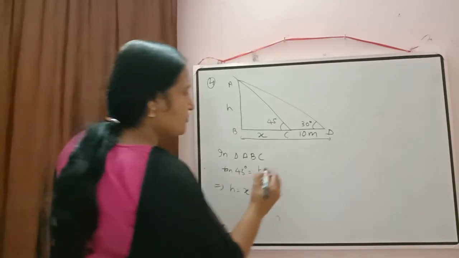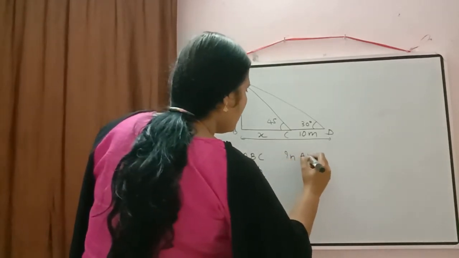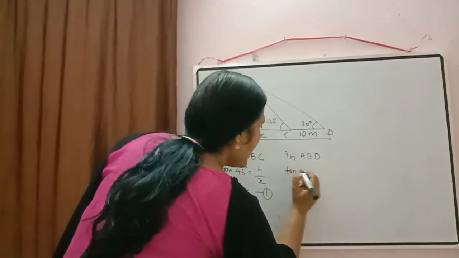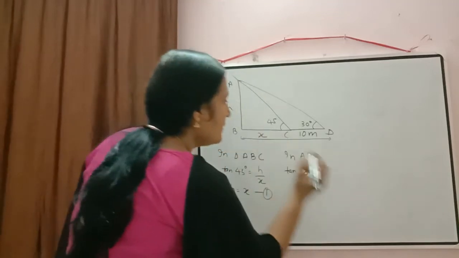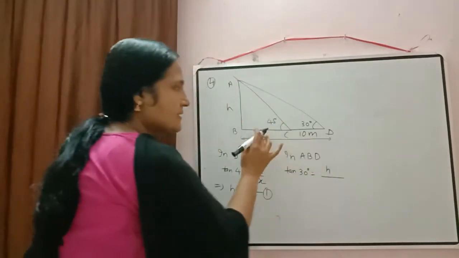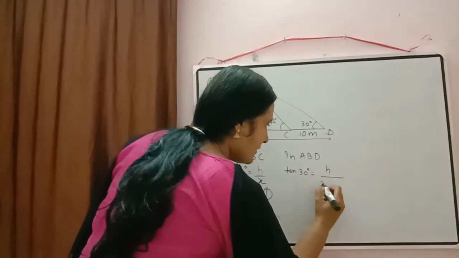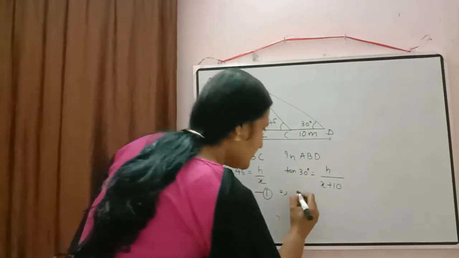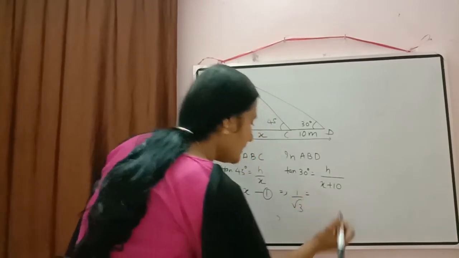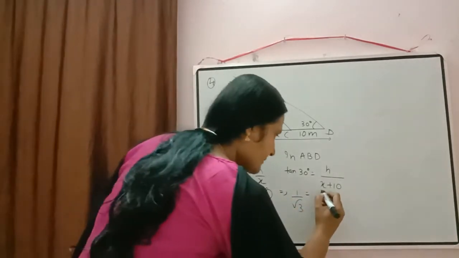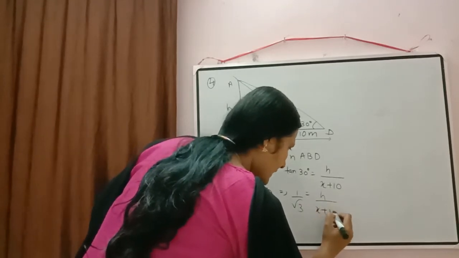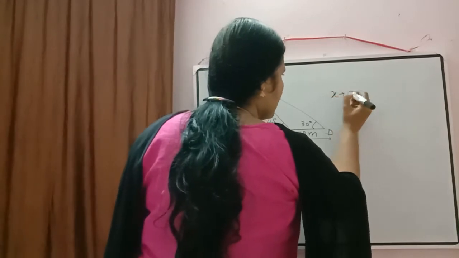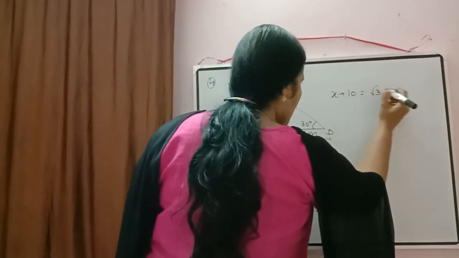Now we will take the next one, that is triangle ABD. In triangle ABD, what will come? Tan 30 degree is equal to h by, what is this one? x plus 10. x plus 10. How much is tan 30 degree? Tan 30 degree is 1 by root 3, which is equal to h by x plus 10. Now we can do the cross multiplication. Then we will get x plus 10 is equal to root 3 h.